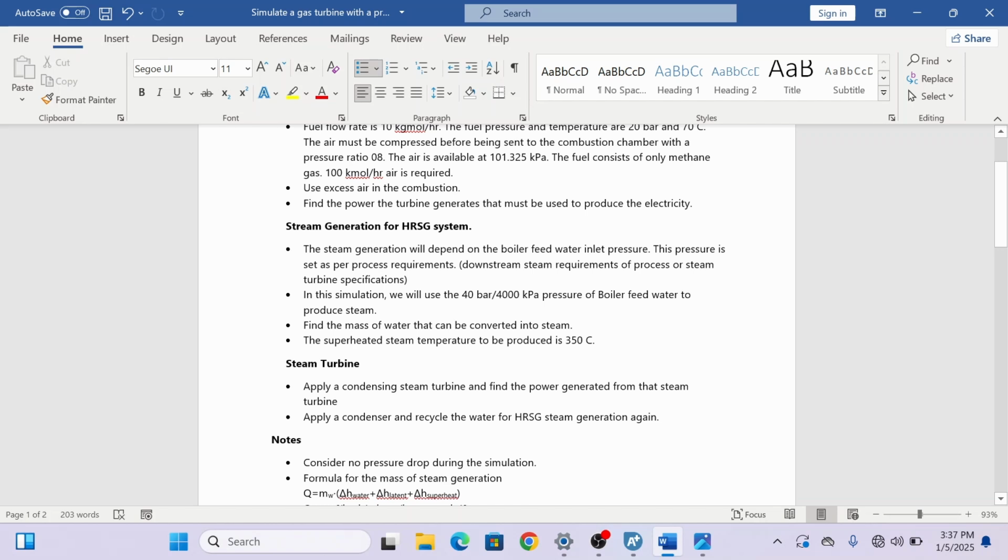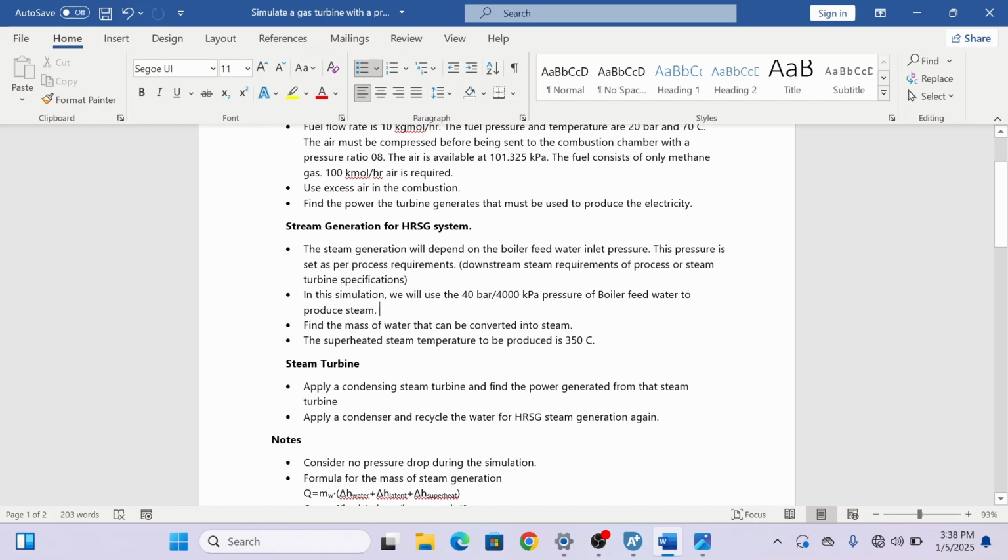So this 40 bar, or 4000 kilopascal pressure, how will we achieve it? It will be maintained by our boiler feed water pressure. You have to maintain the boiler feed water pump pressure a little bit higher, or you can find all the pressure drops that will happen in the heat exchanger or in the steam drum, and then you will define your boiler feed water pump pressure, and this boiler feed water pump pressure will define what pressure of steam you are going to produce.